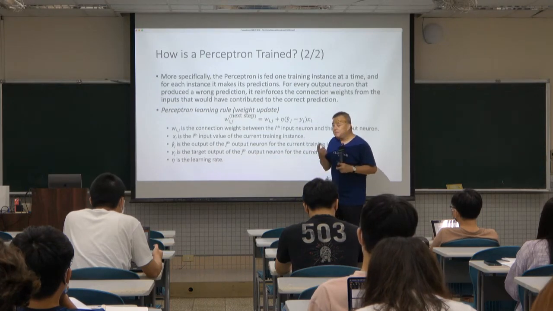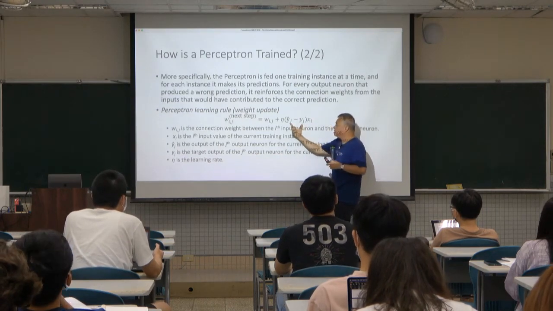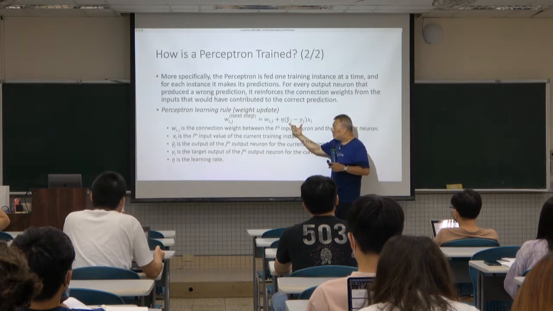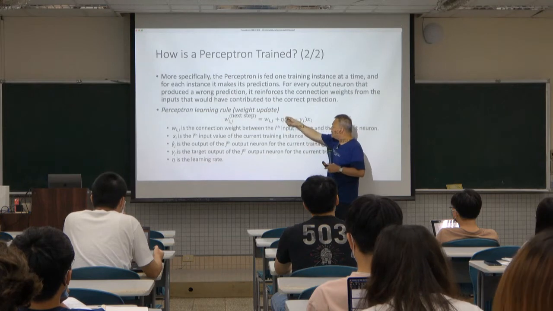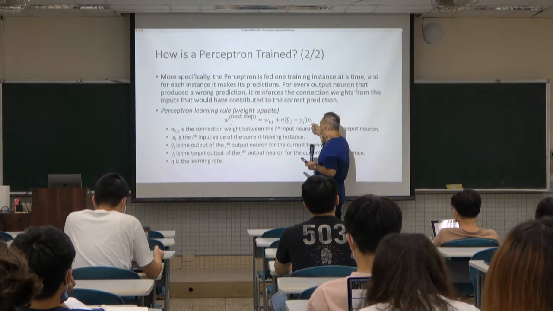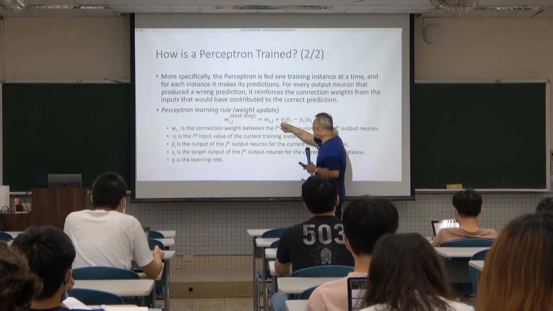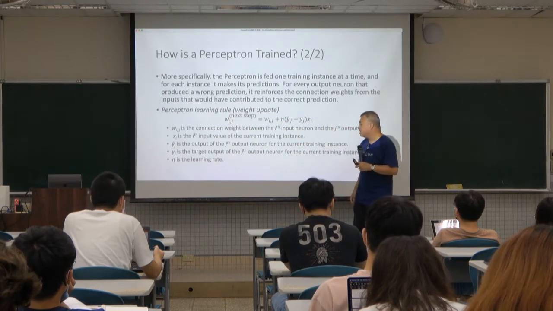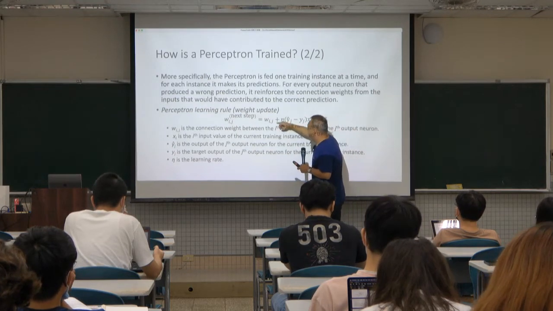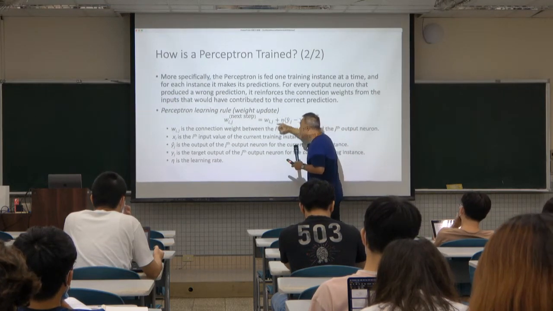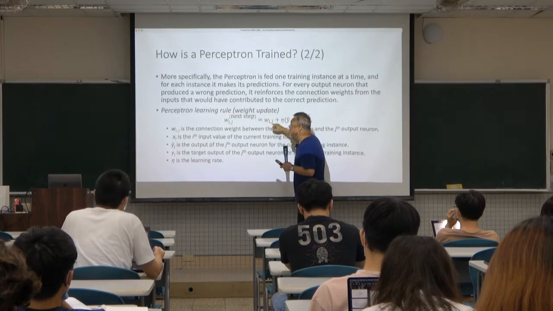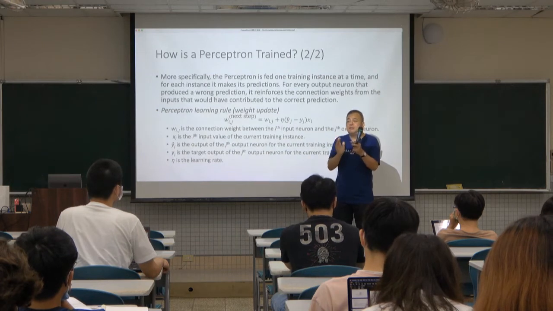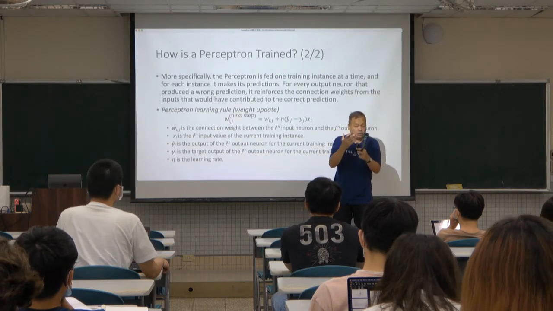But if the output is different from the ground truth, then this value multiplied by this feature and eta, the learning rate, will be used to modify this weight, to correct it toward the more correct direction.